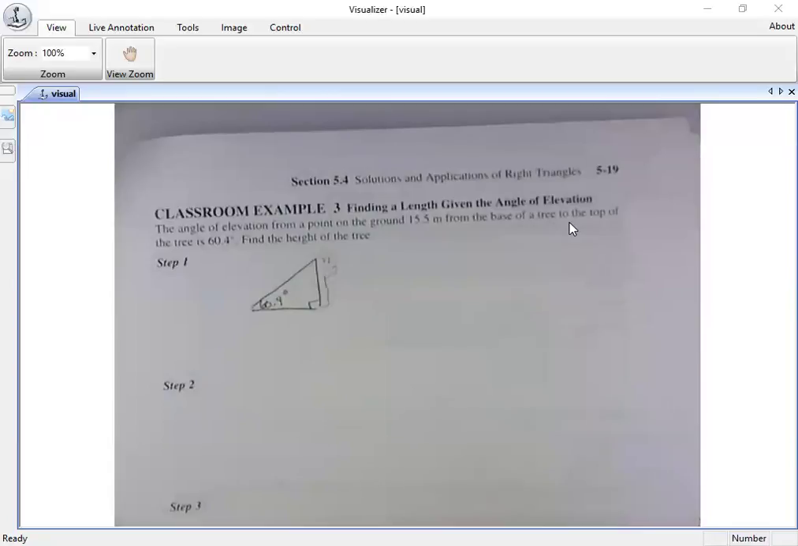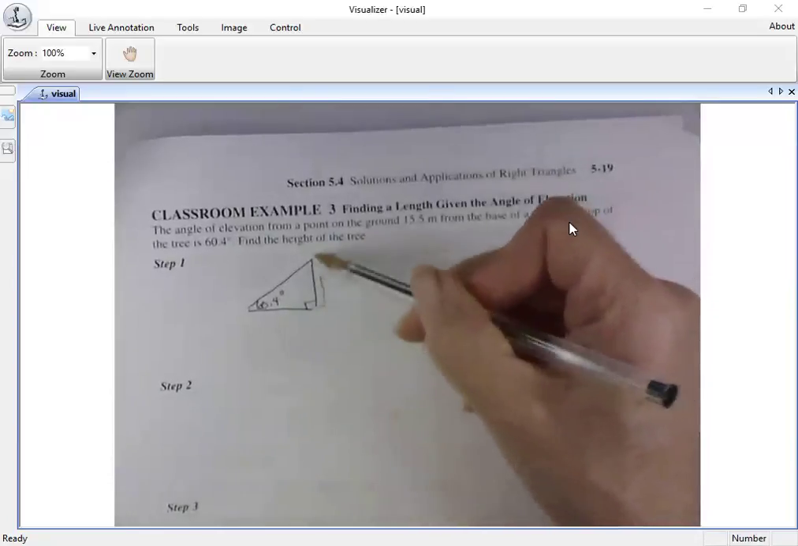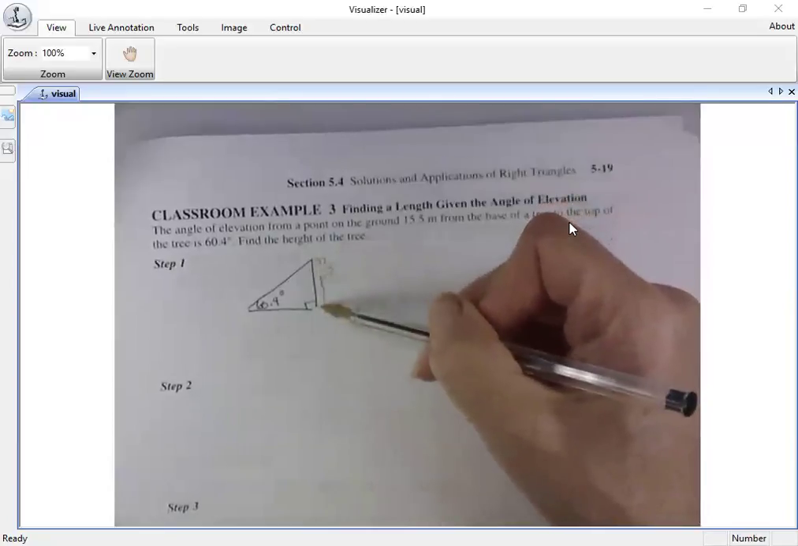Now, what else did they give us that we need to put on the diagram? The 15.5 meters. It says that this angle of elevation came from a point on the ground that's 15.5 meters from the base of the tree. So that's the opposite angle. I mean, the opposite side. Well, here's what we have to figure out. Is the 15.5 this distance, or is the 15.5 this distance?